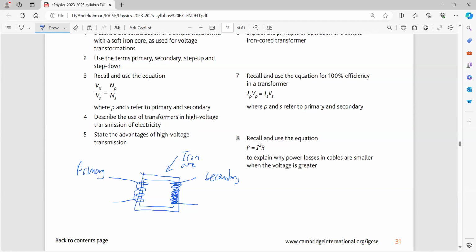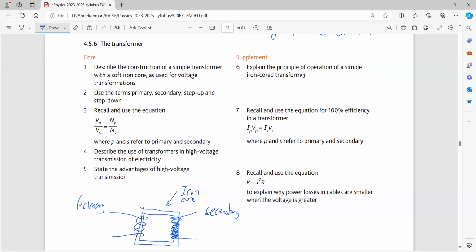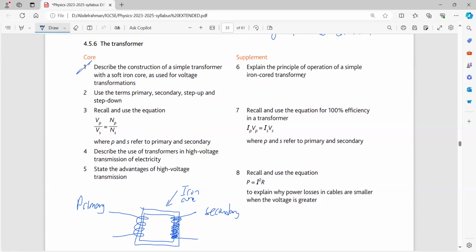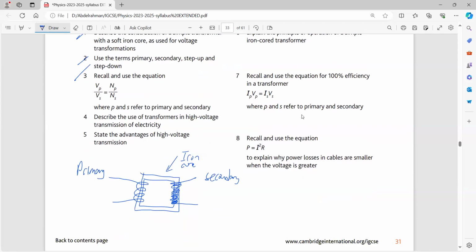What's the difference between a step-up transformer and a step-down transformer? A step-up transformer increases the voltage in the secondary coil. A step-down transformer decreases the voltage in the secondary coil. This has to do with the equation Vp over Vs equals Np over Ns. You can use this equation in a different way, for example Vp over Np equals Vs over Ns. There are many ways in which you can write down this equation.